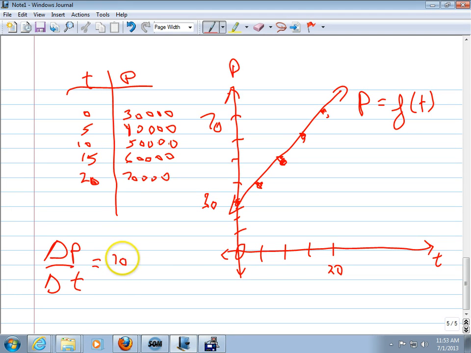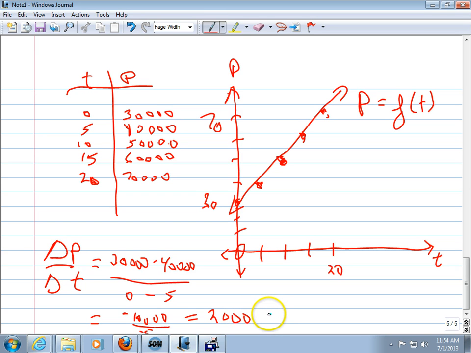So 30,000 minus 40,000. Good. Over 0 minus 5. Okay. So what do you get? 30 minus 40,000 is negative 10,000. But 0 minus 5 is negative 5. So what's a negative divided by a negative? Positive. And 5 into 10,000 is 2,000.